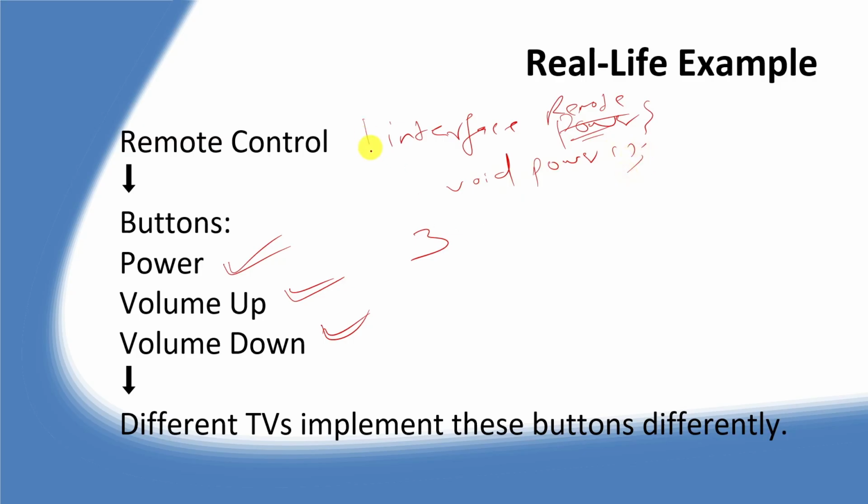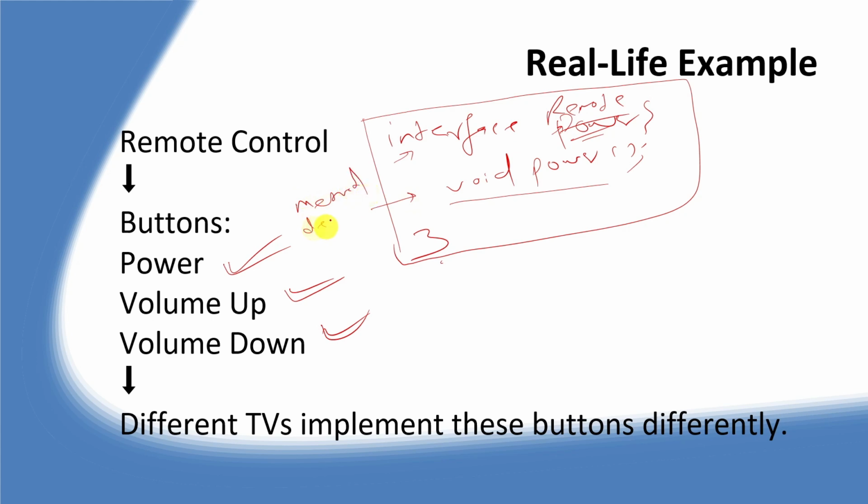So this is the syntax of defining an interface. We will write interface, then the interface name followed by curly braces, and inside the curly braces we will be writing the method declaration. As we all know, an interface will have method declarations only.